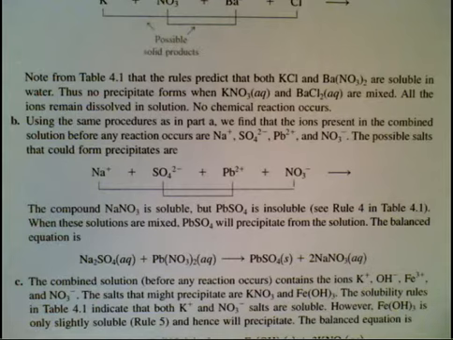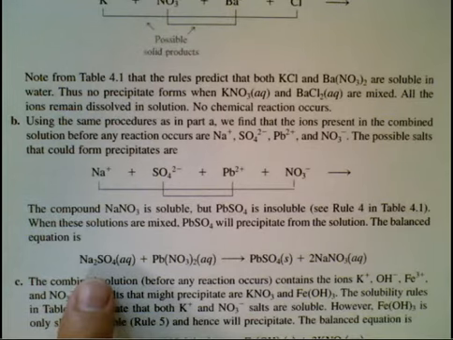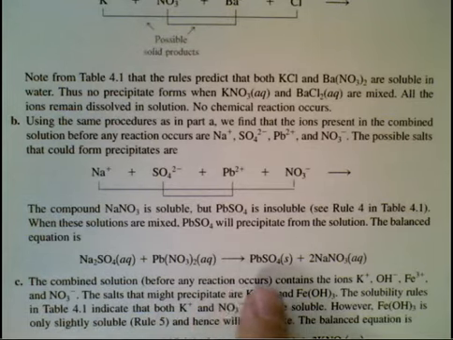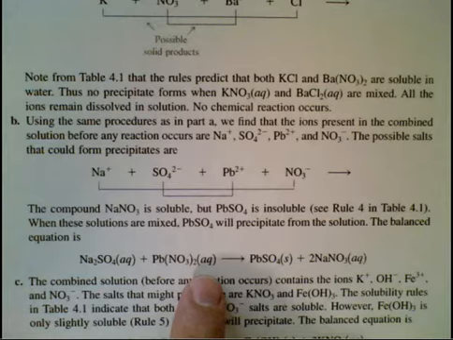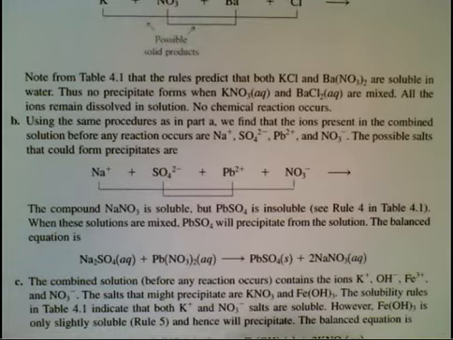When these solutions are mixed, lead sulfate will precipitate out of the solution, and so the balanced equation is represented as such: sodium sulfate plus lead nitrate reacts to form lead sulfate and sodium nitrate. Note the states: aqueous, aqueous, solid, aqueous. This represents the fact that a chemical reaction has taken place.